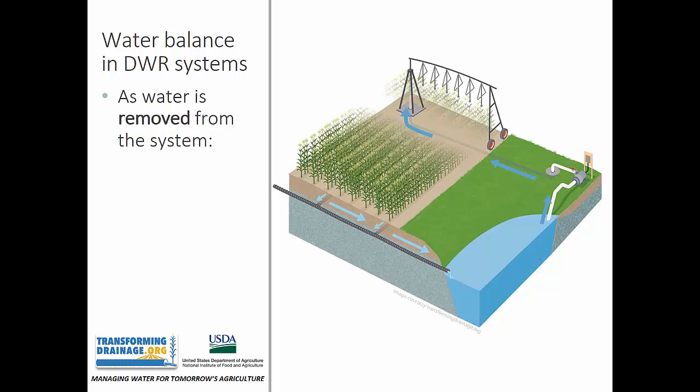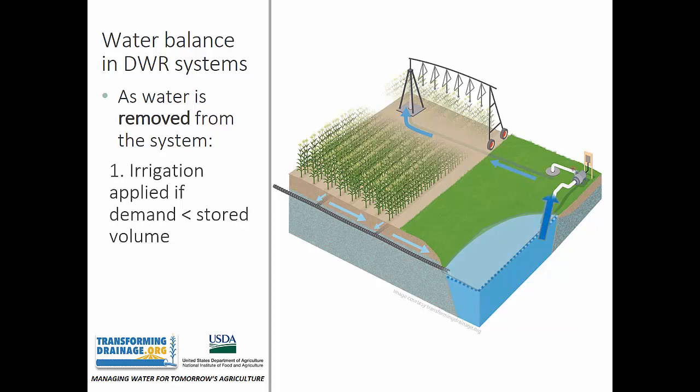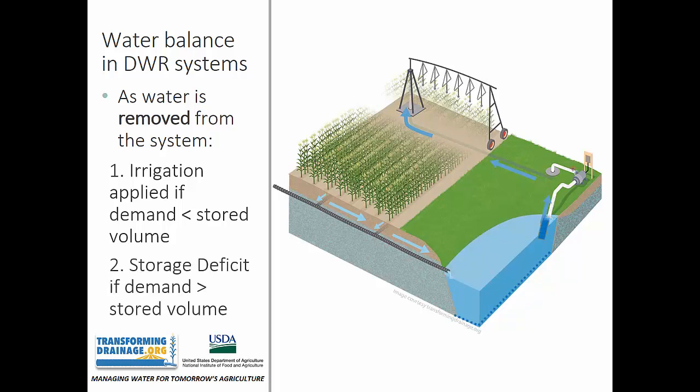Now when water is removed from the system for irrigation, again there are 2 potential scenarios that we considered. First, when there is adequate water stored to meet the targeted irrigation event, which again in this analysis we defined as 1 inch across the irrigated area, a full irrigation application was directed to the field. However, if that desired irrigation amount exceeded available volume within the water storage, whatever is available in the storage was applied, but ultimately a storage deficit existed since a full irrigation application could not be given.